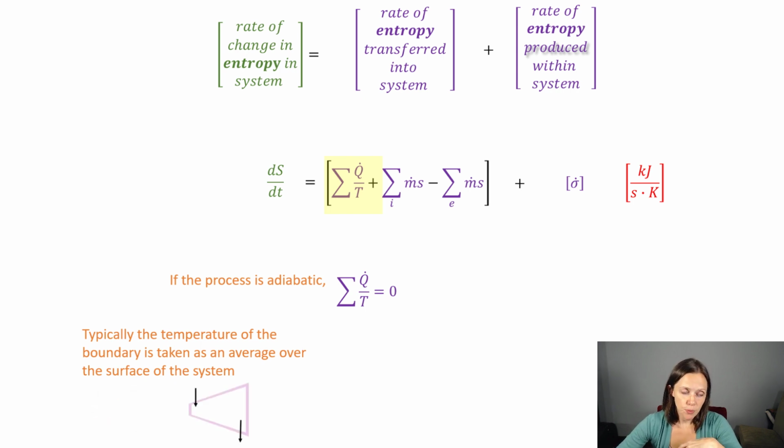But what we do in this class is we just take the average temperature over the entire boundary. And if that's the case, then that summation becomes really simple, and it's just Q dot divided by T, where T is the average boundary temperature. And the problem will tell you what the average boundary temperature is. You won't have to calculate that for yourself.